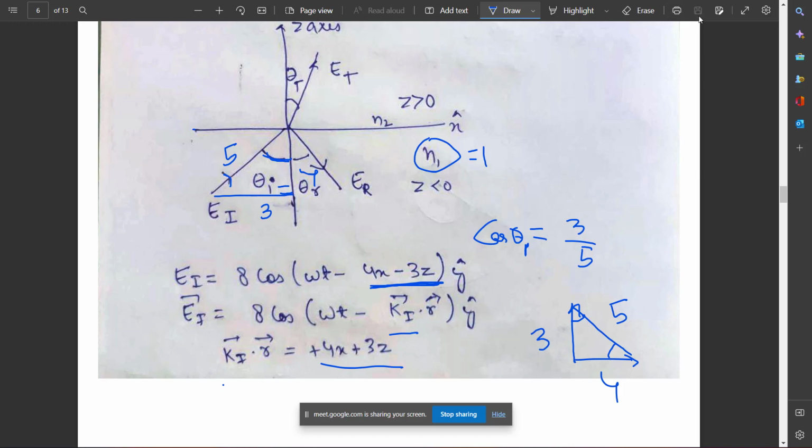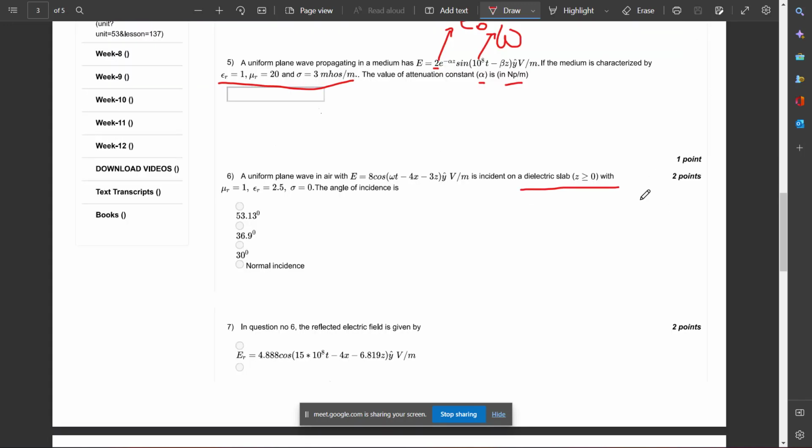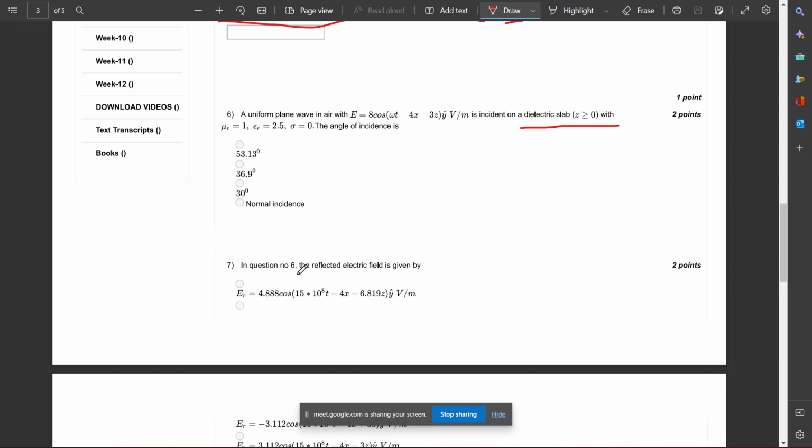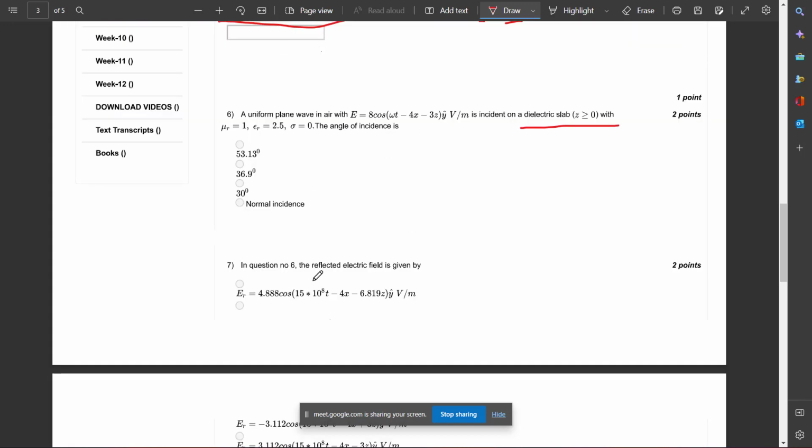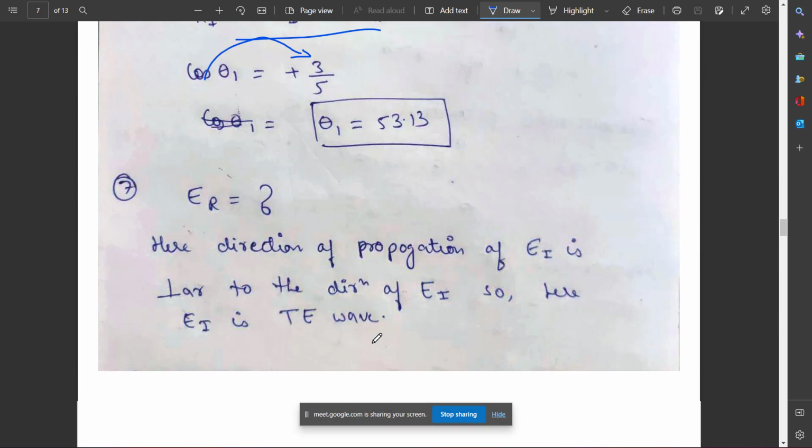Okay, then I will go ahead. In question number 6, the reflected electric field is asked. So, can someone tell me why they have not asked the angle of reflection? Okay, no worries. It's not asked because the angle of reflection and angle of incidence will be the same, right? It's a simple optics law. So they have not asked it to us. What they have asked is the reflected electric field. So the angle will be the same, right? Now let's see how to solve it.